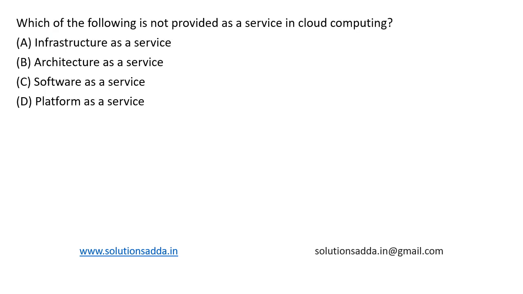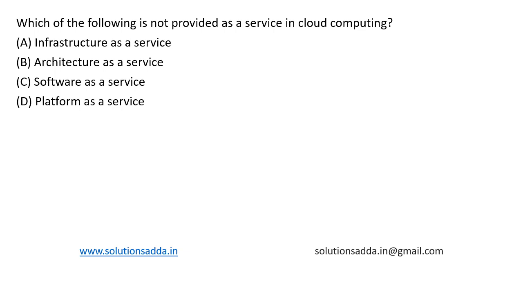This is a question related to cloud computing. Which of the following is not provided as a service in cloud computing? And four options are given. Infrastructure as a service, architecture as a service, software as a service, platform as a service. So infrastructure as a service: this service provides businesses access to essential web infrastructure such as servers, storage space, etc. So this is provided as part of cloud computing. Software as a service: this service offered by cloud computing is relatively mature and it uses software that is hosted on the cloud to help the user. So this is also provided as a service in cloud computing.